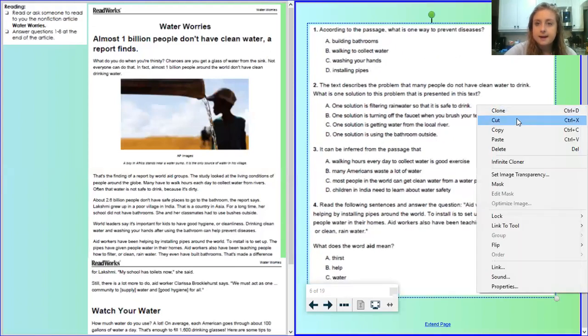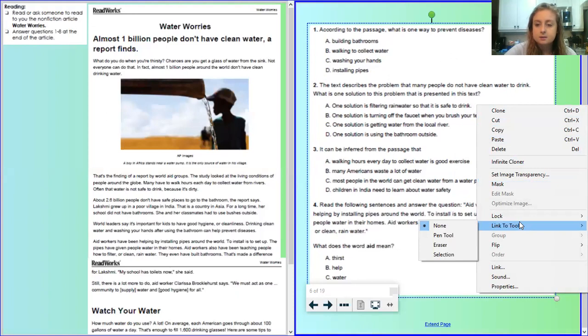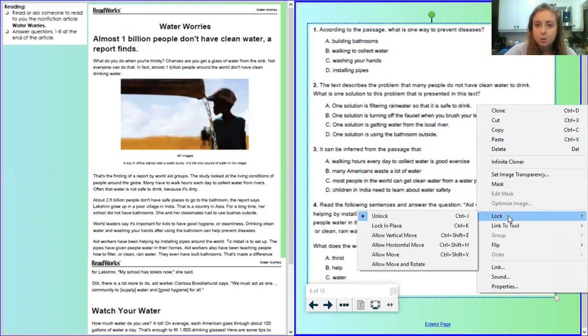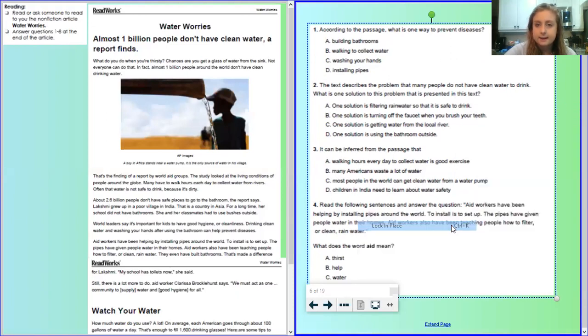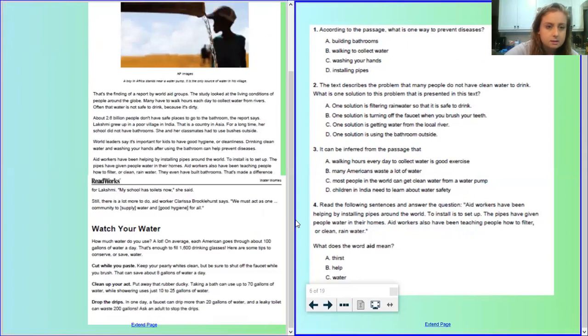says, according to the passage, what is one way to prevent diseases? Building bathrooms, walking to collect water, washing your hands, installing pipes. According to the passage, what is one way to prevent diseases? So if we go back into it, world leaders say it's important for kids to have good hygiene or cleanliness. Drinking clean water and washing our hands after using the bathroom can help prevent diseases.